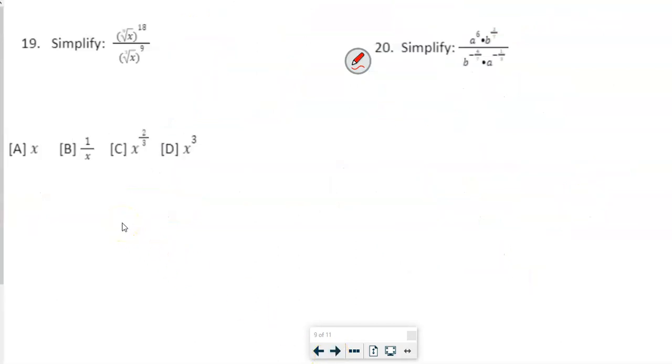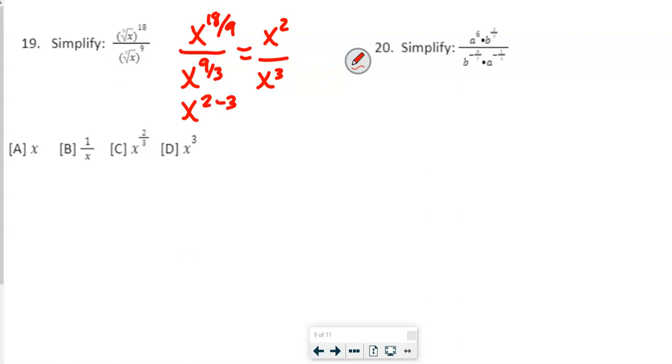So 19. This one, we're going to convert these to fractional exponents first. Okay. So this is going to be the 18th root of x, with 18 divided by 9, and this is going to be the 9th root of x, with 9 divided by 3. Now, I want to remind you guys, anytime there's not an index, the index is 2, okay? That means the square root. So 18 divided by 9 is 2, and 9 divided by 3 is 3. Now, anything we have in the denominator, we're going to subtract, right? So we're going to do x to the 2 minus 3. So that's going to be x to the negative 1, which is 1 over x, okay?